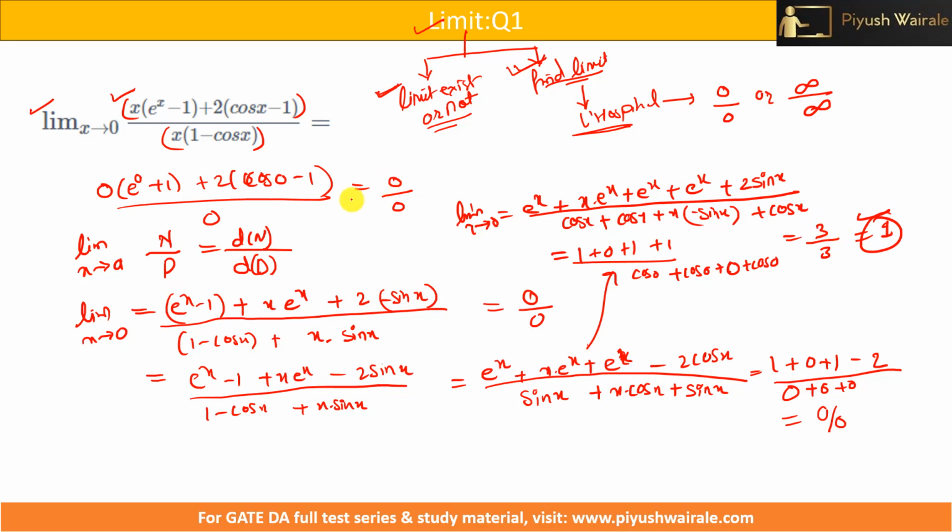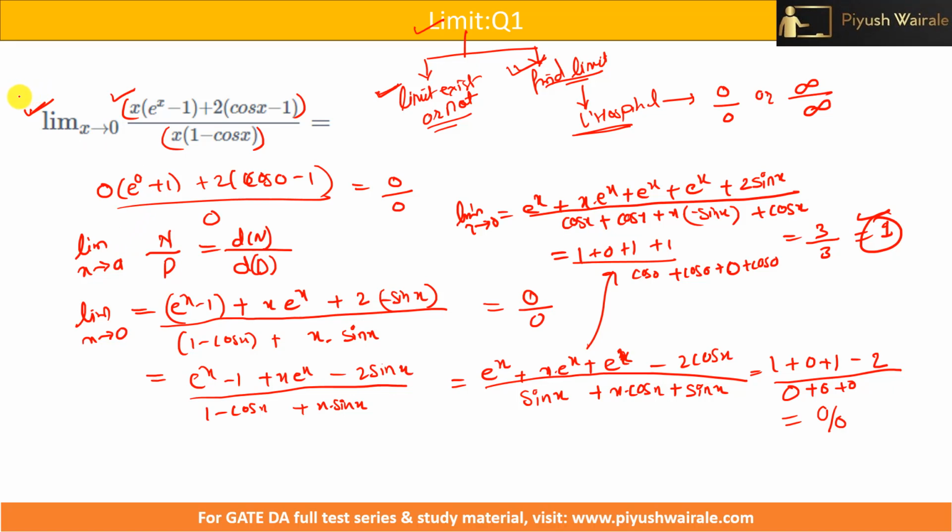Okay, so here we have to apply it 1, 2, 3 times. We have to take the derivative of the numerator and denominator respectively until we get a particular value. So if we are getting 0 by 0 form every time, then every time we have to apply this L-Hospital rule, meaning take the derivative of numerator and denominator separately. So this is how we solve this particular question.